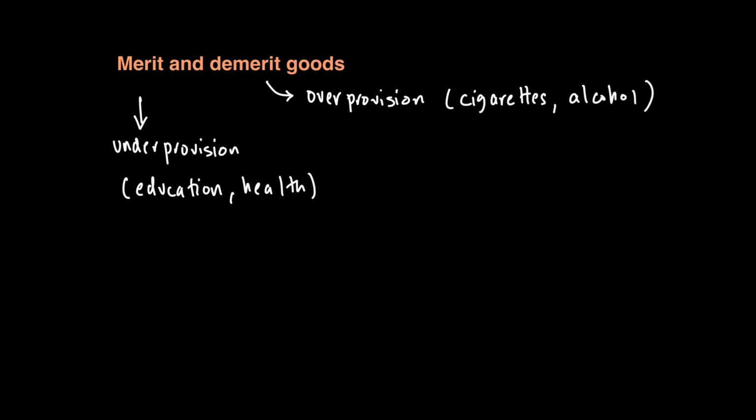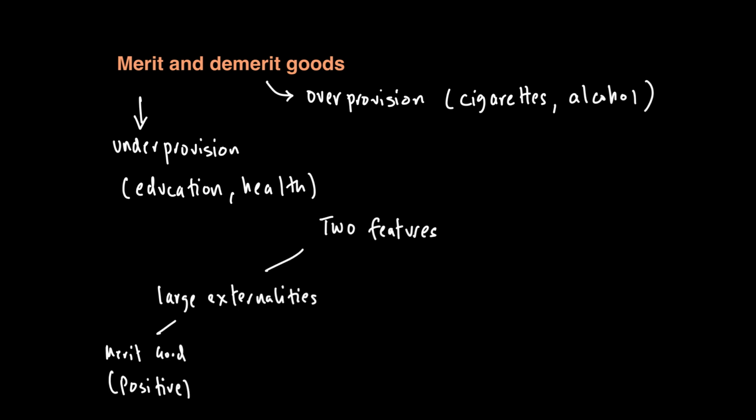Now, merit and demerit goods have two important features that lead to market failure. First, they have large externalities associated with them. In the case of merit goods, there is positive externality. In the case of demerit goods, there is negative externality.